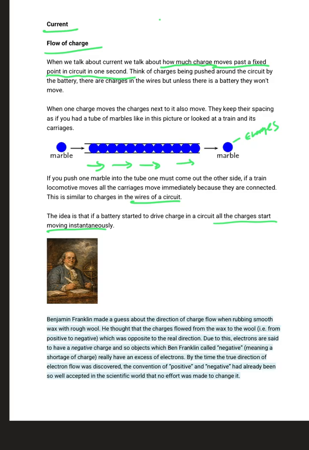This is the picture of Benjamin Franklin. As you can see, this is Benjamin Franklin.